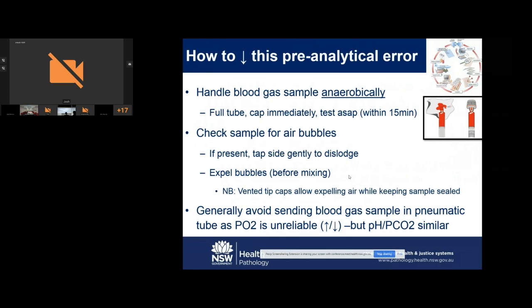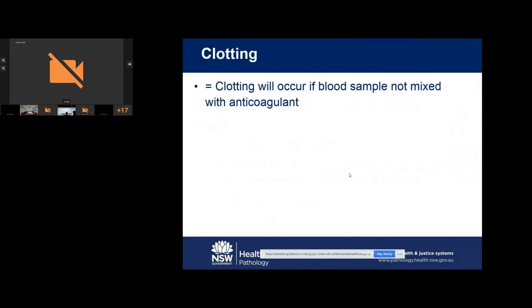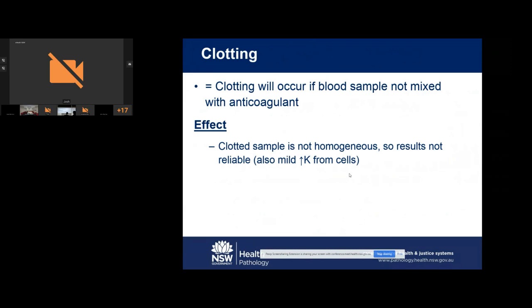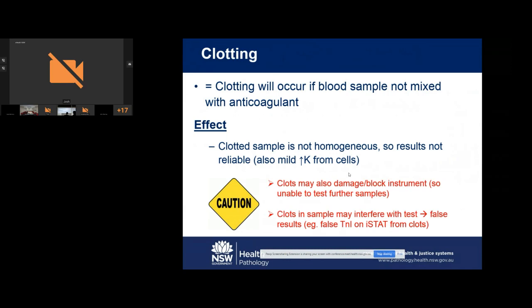Clotting. So this clotting will occur if the sample is not mixed with anticoagulant. The clotting sample is no longer homogeneous, so our results aren't reliable. And a caution here is that clots can also damage or block the instrument, making it unavailable for further testing. And clots can give erroneous results as well. So we have seen that false troponin I on ISTAT due to clotted samples.